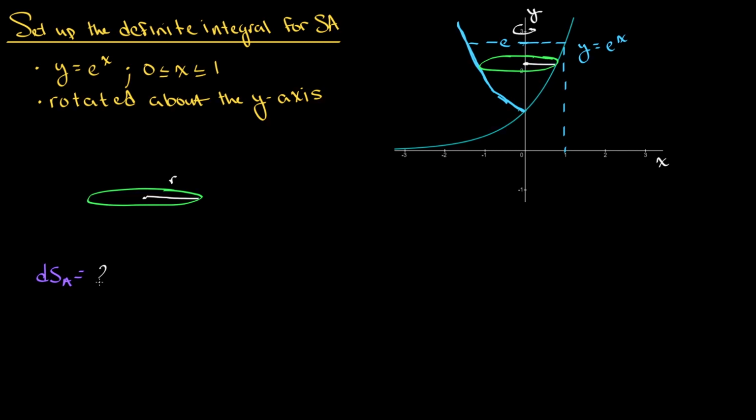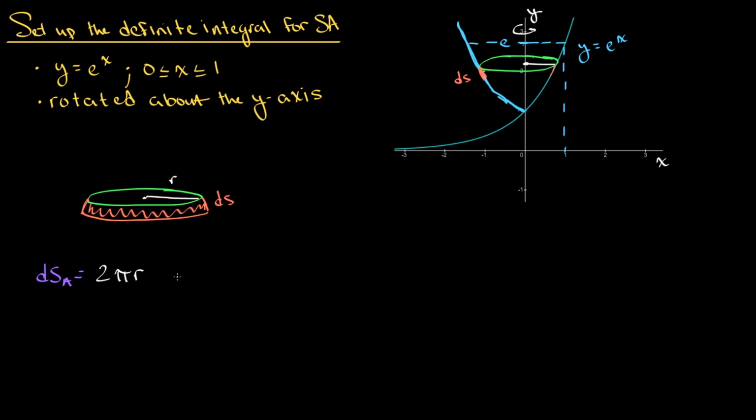So this is going to be 2 pi r. And then we said we want to multiply it by what? We want to multiply it by a little piece of arc length. And when we multiply these together, we get this little piece of surface area. So this right here is a little piece of arc length.